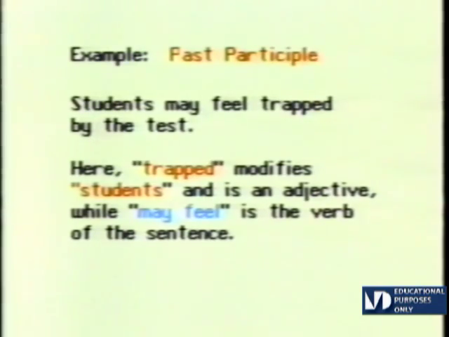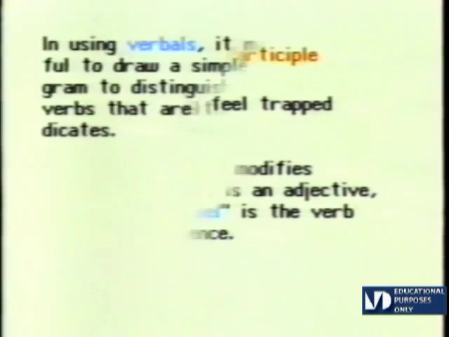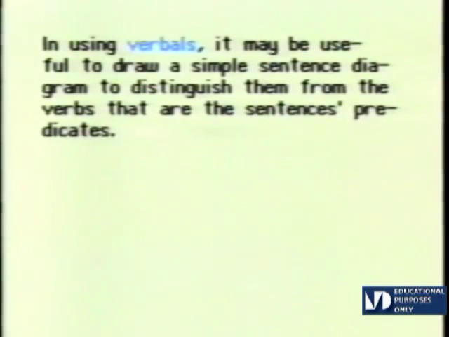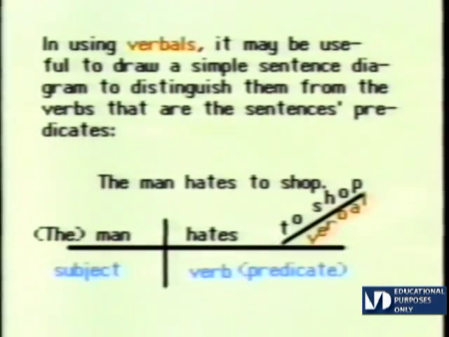The past participle: Students may feel trapped by the test. Here, trapped modifies students and is an adjective, while may feel is the verb of the sentence. In using verbals, it may be useful to draw a simple sentence diagram to distinguish them from the verbs that are the sentence's predicates. Here, man is the subject of the sentence, hates the verb, and to shop the verbal.